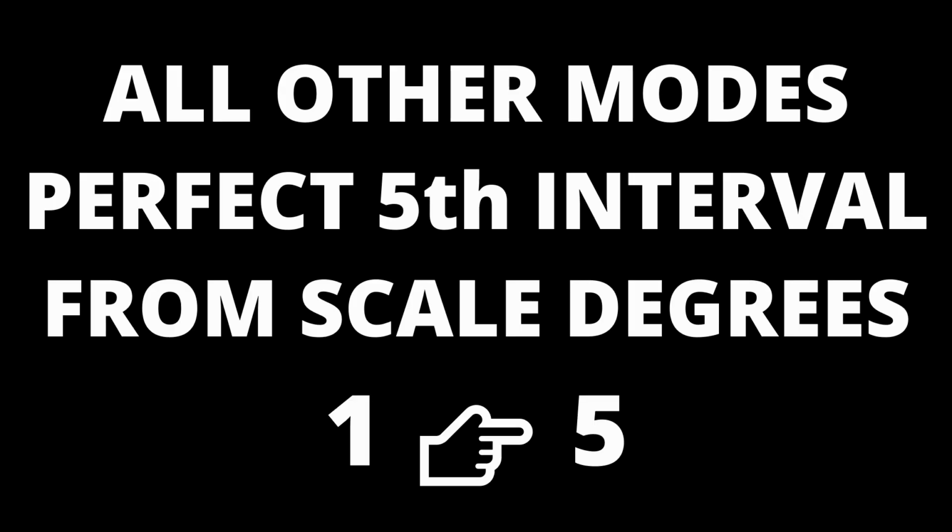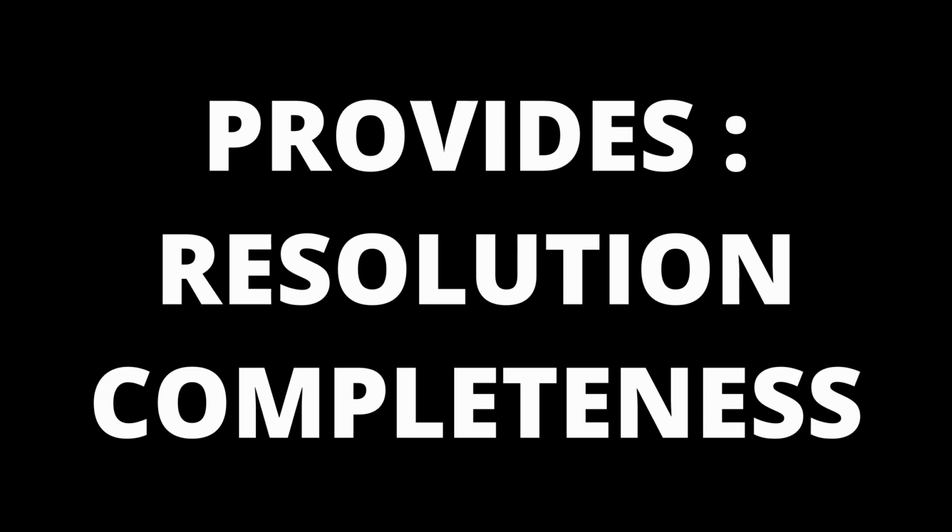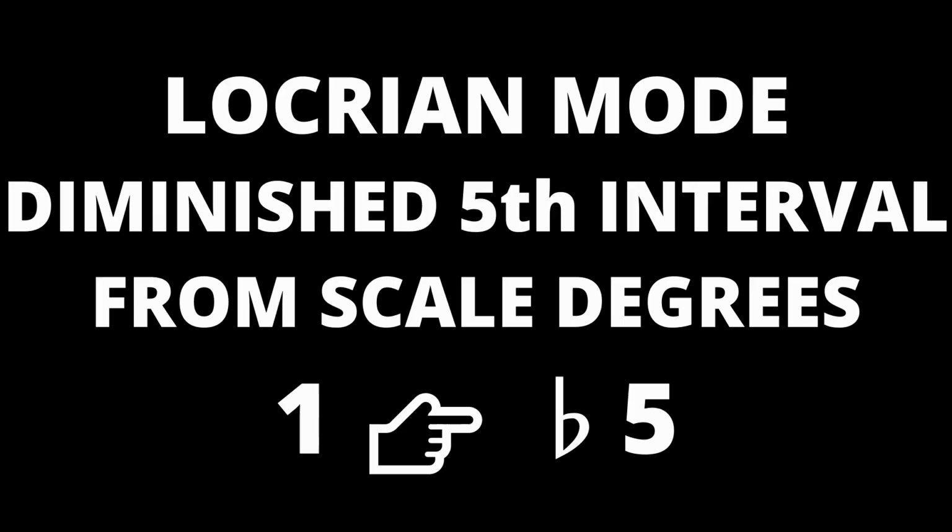If you've seen all of our other modes explained videos, you will know that the rest of the modes have a perfect 5th interval in them. This interval is the foundation of major and minor chords and gives the other modes a sense of resolution and completeness. In Locrian we have a diminished 5th interval. This gives the Locrian mode its diminished sound. It is unstable, dark and tense and feels like it wants to resolve.